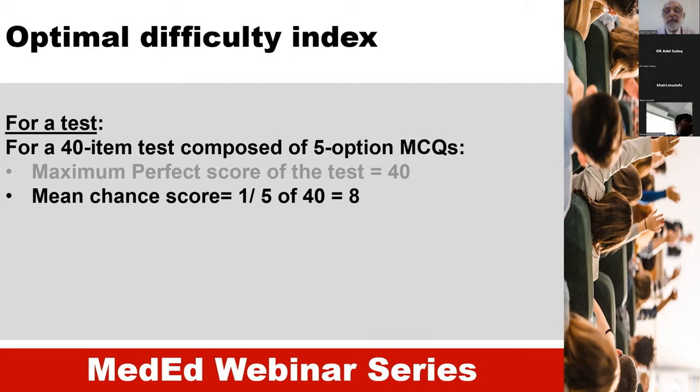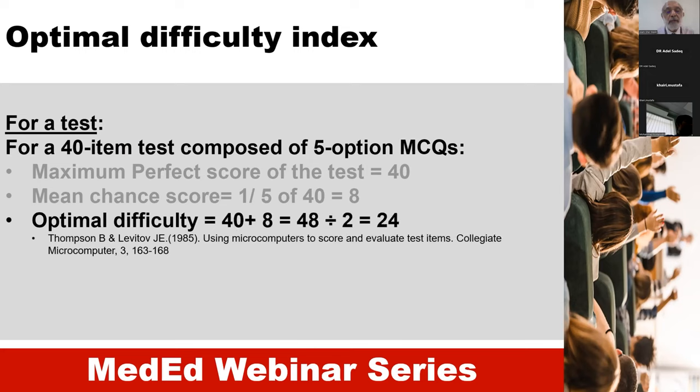But because there are 5 options, the chance score for guessing would be 1/5, which would be 8, 1/5 of 40. And the optimal difficulty would be 40 plus 8, 48, divided by 2 is 24. So in this case, the optimal difficulty index for that test would be 24.